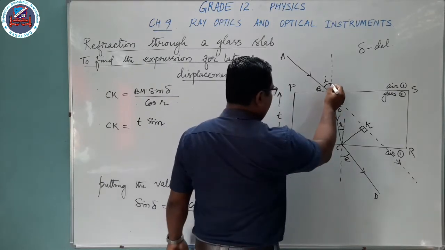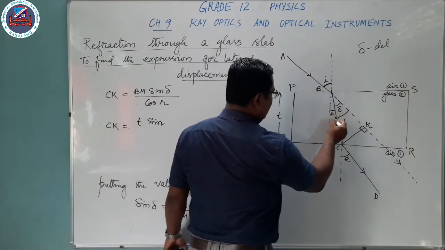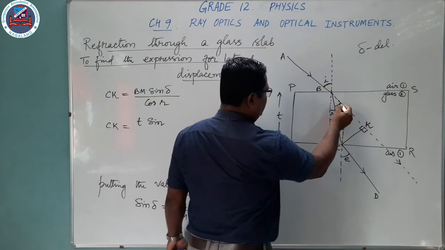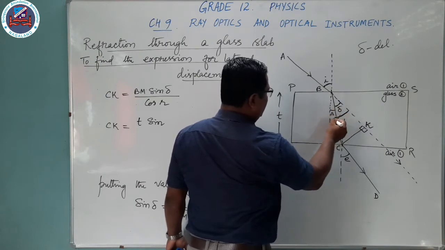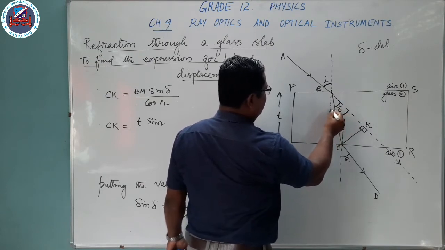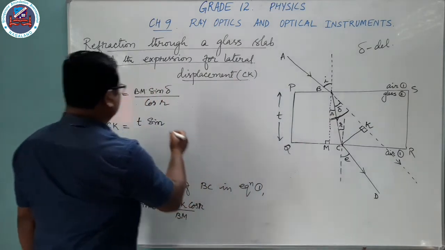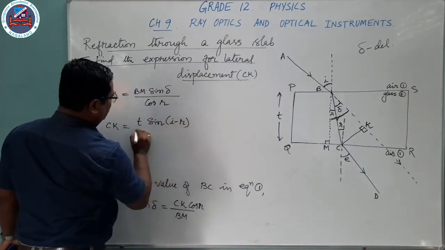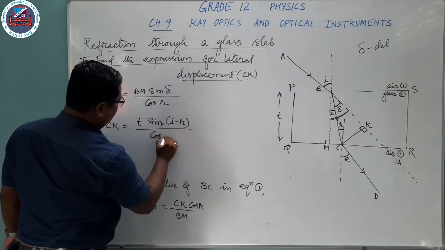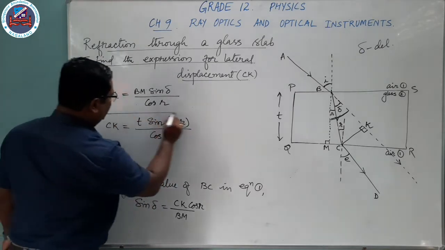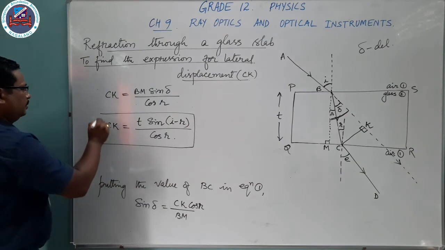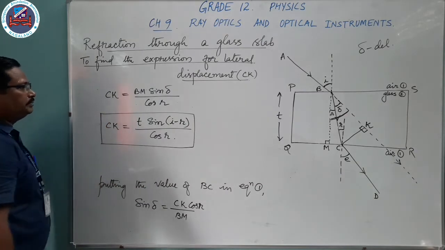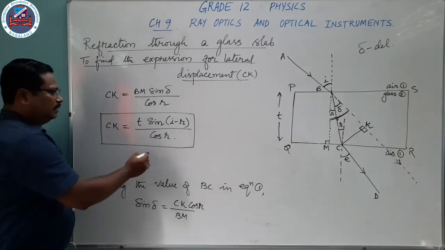This angle I, this is also angle I, vertically opposite angles are equal. So del will be I minus angle R. Del is angle I minus angle R, and downside you have cos R. So from this relation you can find out the lateral displacement in a glass slab.